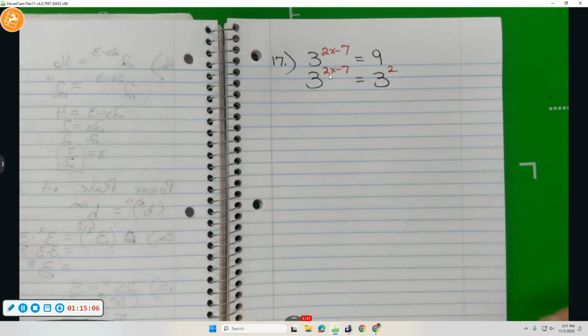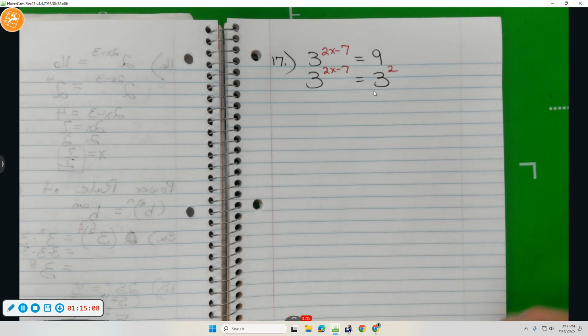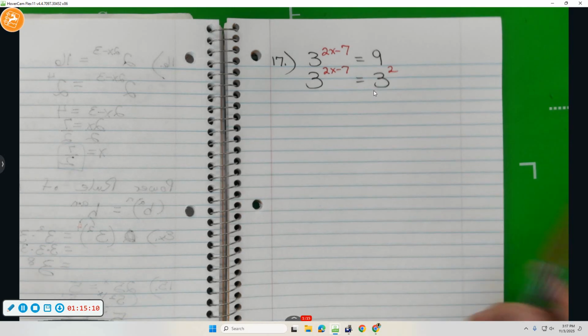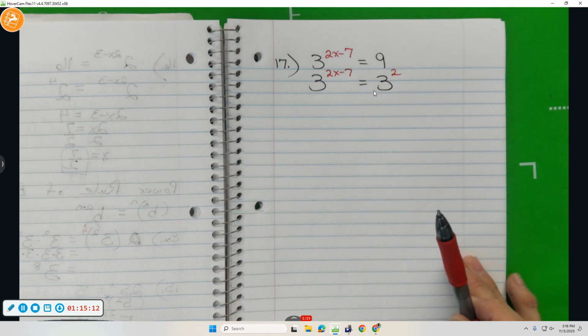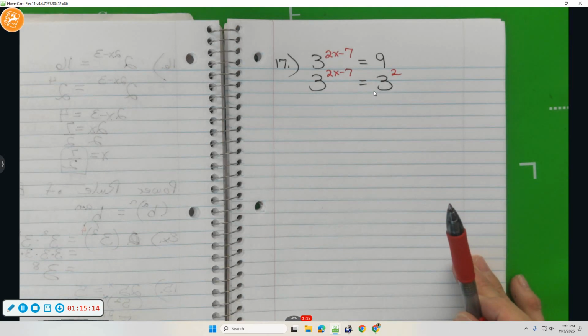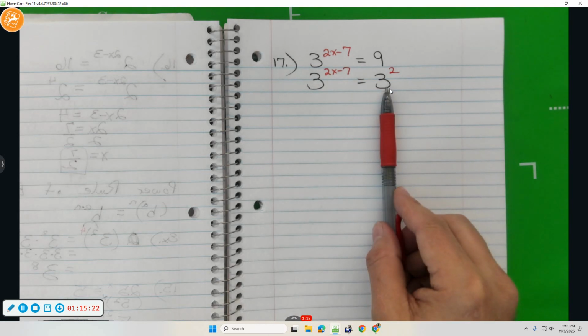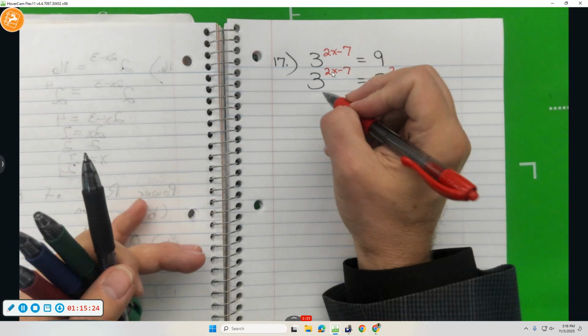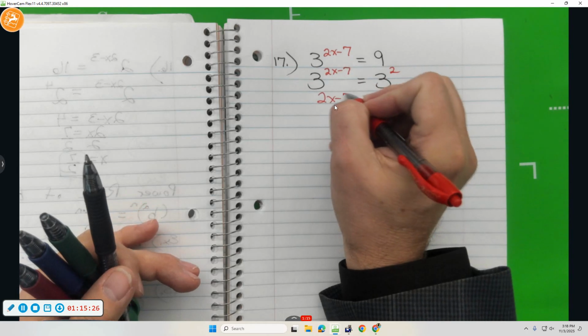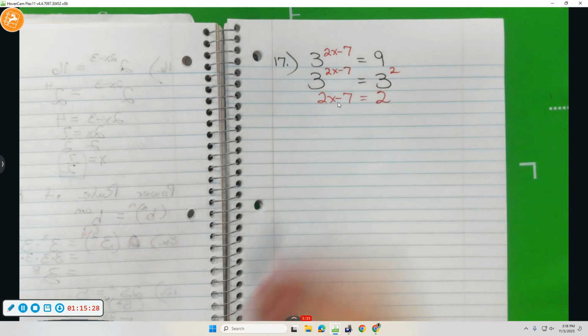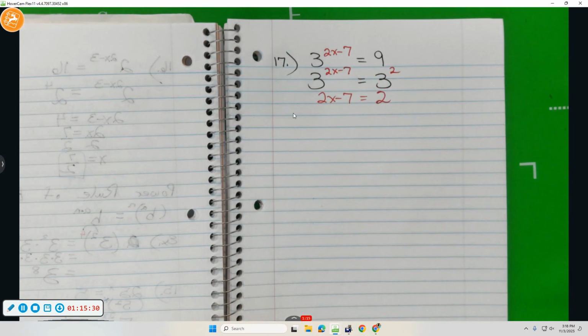And once you do this, it's almost finished. What do I do now? Is he going to write any more big 3's down? No, we have the same base on both sides, so we drop the base, set the exponents equal. Now, isolate the x. There's only one sensible next step. What is it?